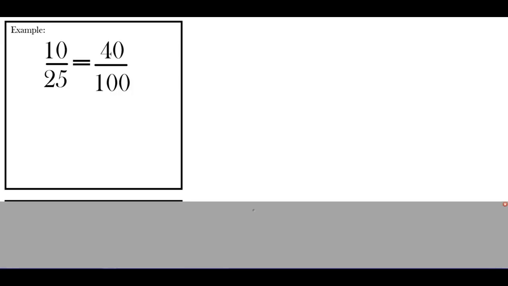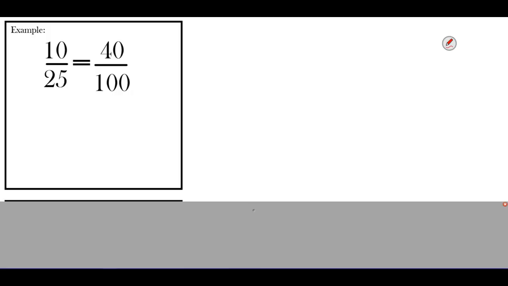So the example is, one of the things is, do we have an equivalent fraction? So one of the ways that you can do this is you can cross multiply here and go 40 times 25. The question is, does that equal 100 times your 10? And if they do equal, that's what you get.